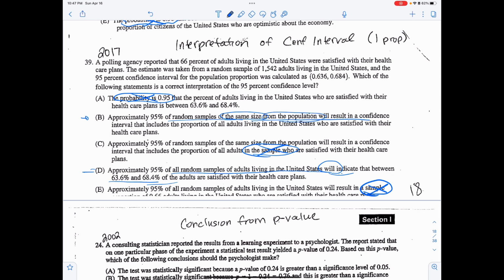This will result in a confidence interval that includes a proportion of all adults satisfied with their health care plan. That's what it means. And notice it's approximately, so it's not too deterministic.